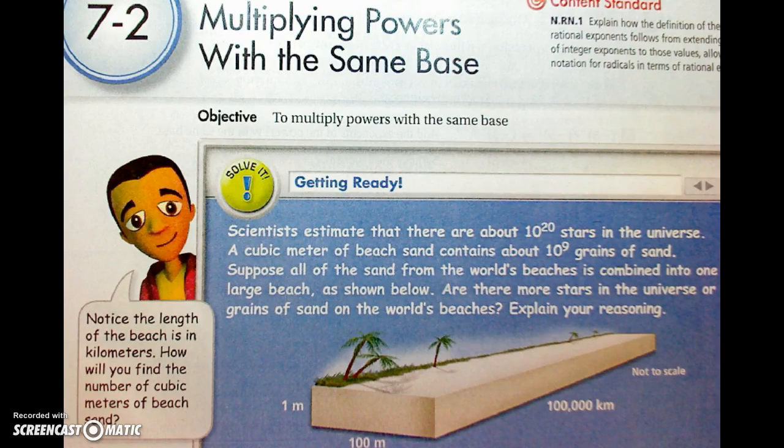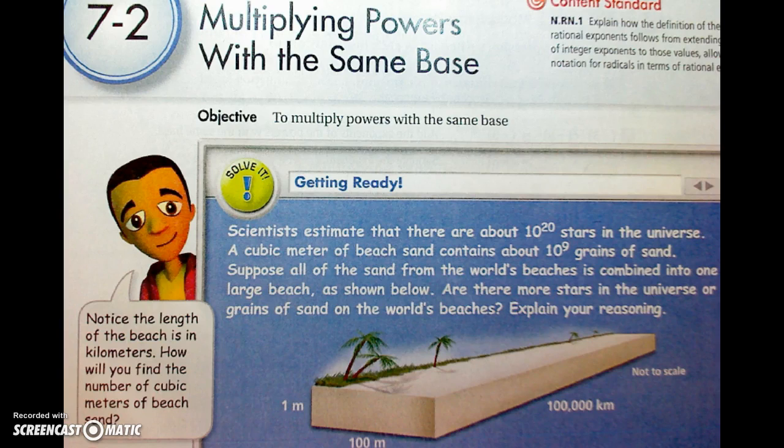7-2, multiplying powers with the same base. Objective: to multiply powers with the same base. Solve it. Scientists estimate that there are about 10 to the 20th power stars in the universe.